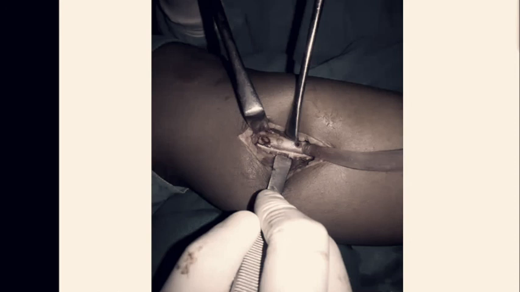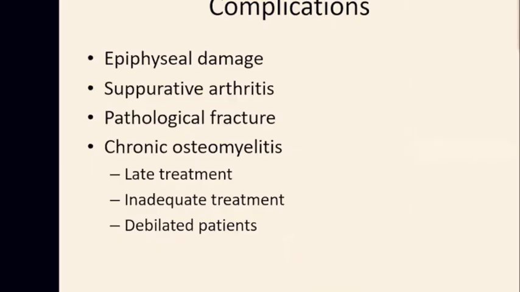In this case, having done this surgical intervention, the patient improved and the disease process did not progress to chronicity. The disease stopped there itself after the surgical intervention. Had this not been done, or had there been a delay, it could go into chronicity, and chronicity is very difficult to treat. The complications are epiphyseal damage, the growth plate damage.